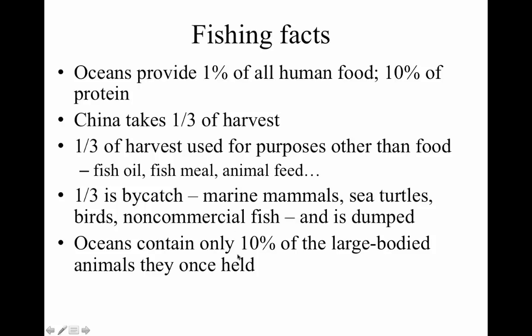Oceans only contain 1/10 of the large body animals that they once held, such as whales and the big sharks. This is mainly the impact of man overfishing or using techniques that snare a lot of the bycatch in the process. So that's a sad statistic to see, that only 1/10 of the large-bodied animals, such as marine mammals, are there anymore.